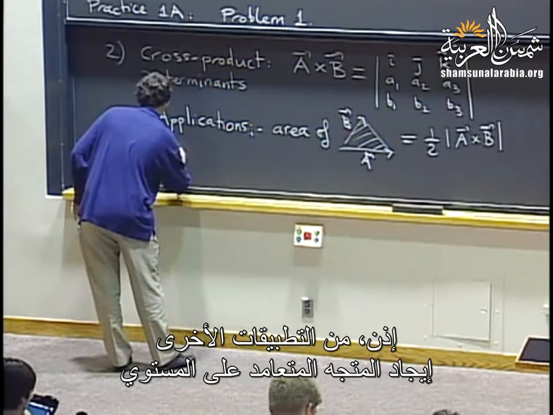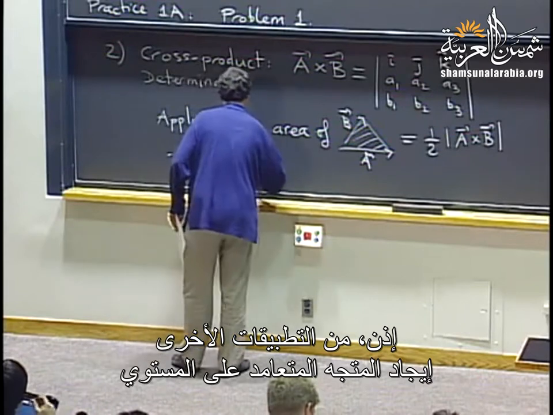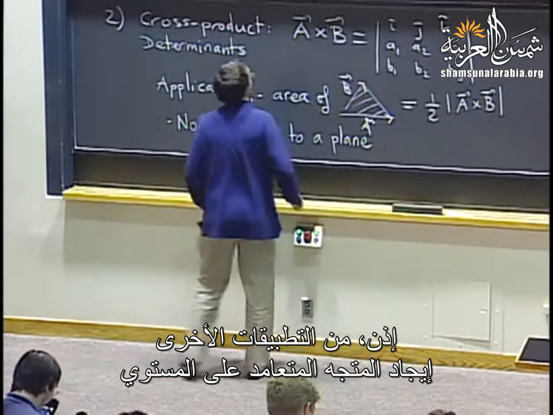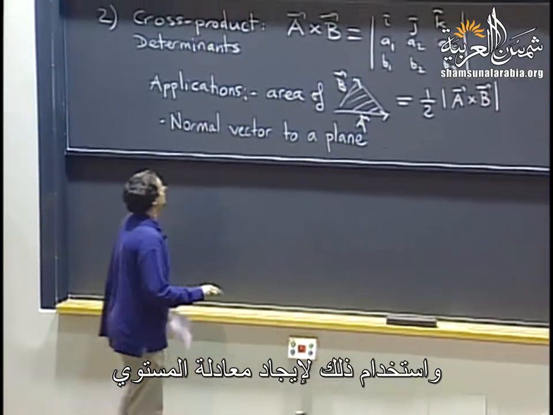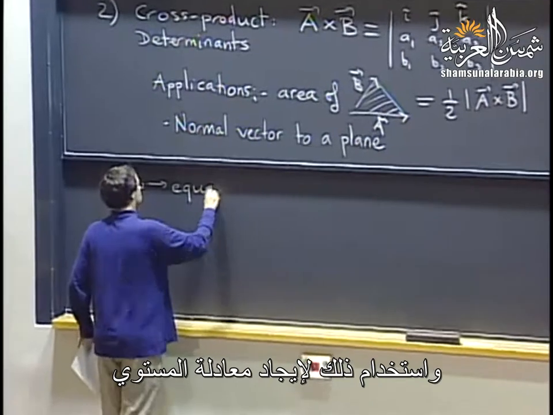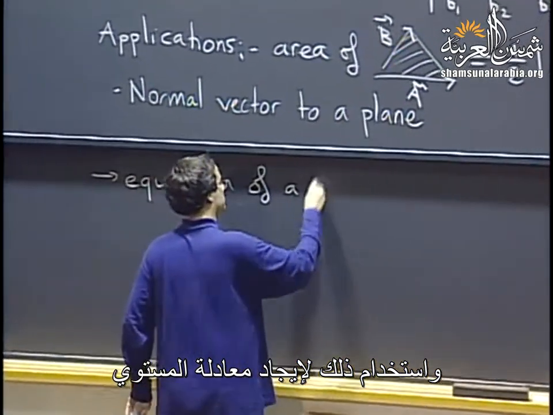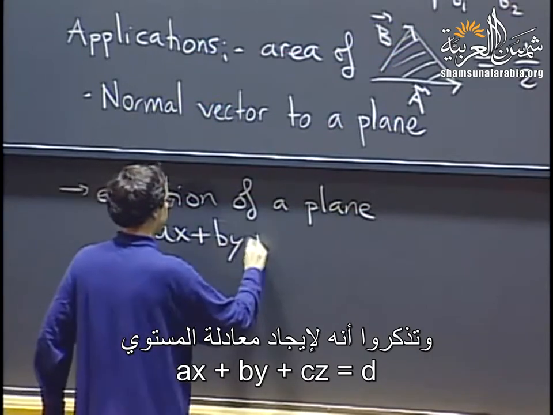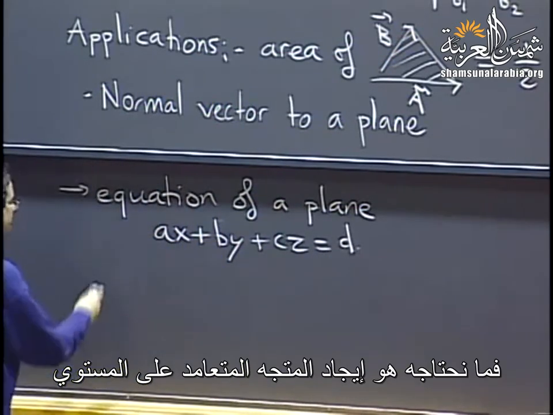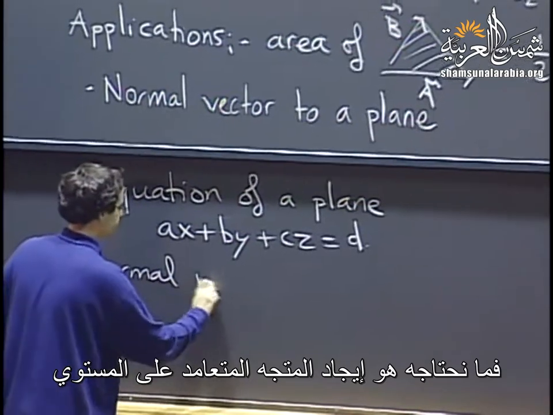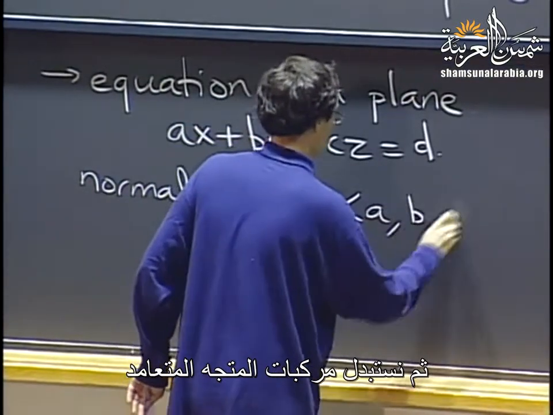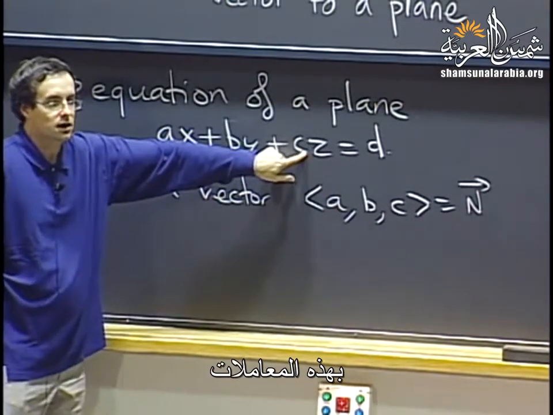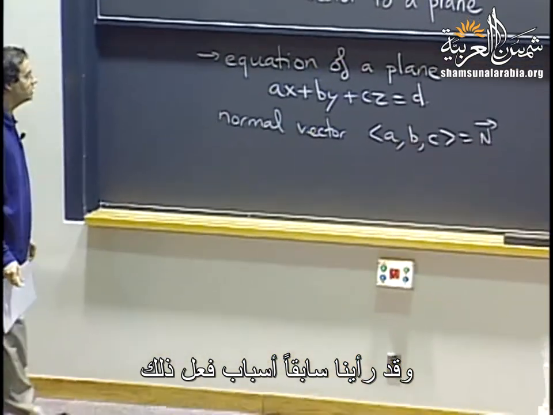So another application is finding the normal vector to a plane, and using that, finding the equation of a plane. Remember, to find the equation of a plane, ax plus by plus cz equals d, what you need is the normal vector to the plane. The components of a normal vector are exactly the coefficients that go into this. And we've seen an argument for why that happens to be the case.